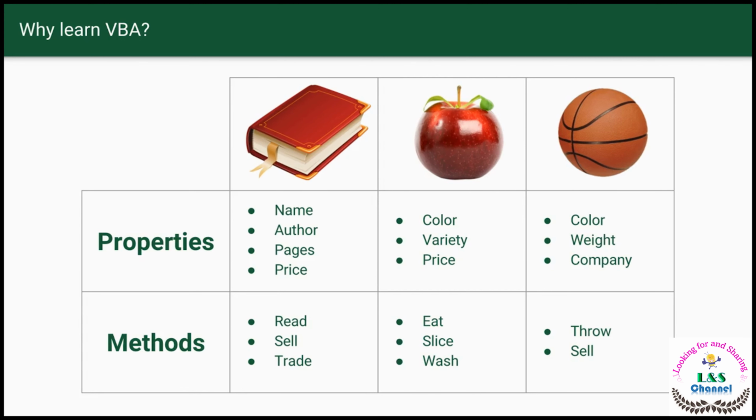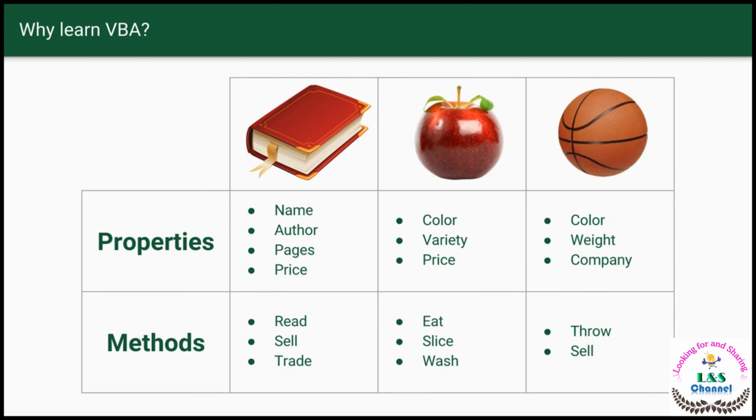For example, the book and the apple both have a price property. In real life, nobody would confuse a book for an apple. They're two different objects, they're two different entities, they're two different things, but they both may have similarities. They may both have a price. Similarly, objects may have the same methods. For example, the book and the basketball both have a sell method. A book is a totally different object from the basketball, but they can both be sold. We can do the same thing to them.